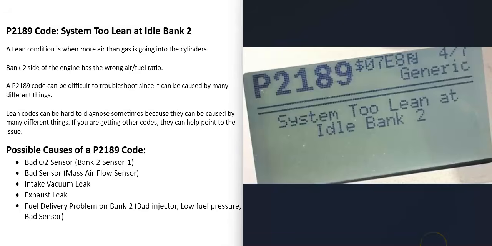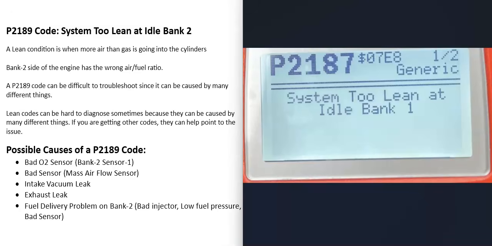And one thing to note about this P2189 code is that it can be kind of difficult to troubleshoot sometimes because it can be caused by so many different things. And so for this reason, if you're getting any other codes, be sure to pay attention to that. This is going to be extra true if you're getting codes for the bank 1 side of the engine. For example, say you're also getting a P2187, system too lean at idle bank 1.